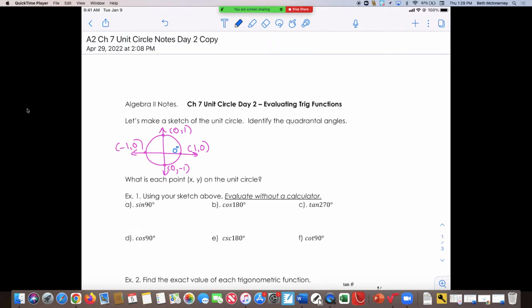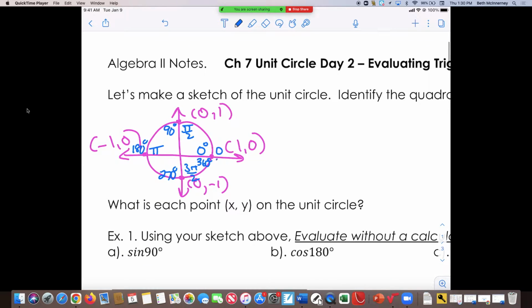So I would have 0 degrees or 0 radians, 90 degrees. Then what are the radians for 90? Not pi. Pi is 180. Pi over 2. So then I'd have 180 degrees, pi. Then this is 270 degrees. Does anybody remember what the radians are? Can you start to remember them? What's radians for 270? 3 pi over 2. A full rotation is 360 degrees and 2 pi.